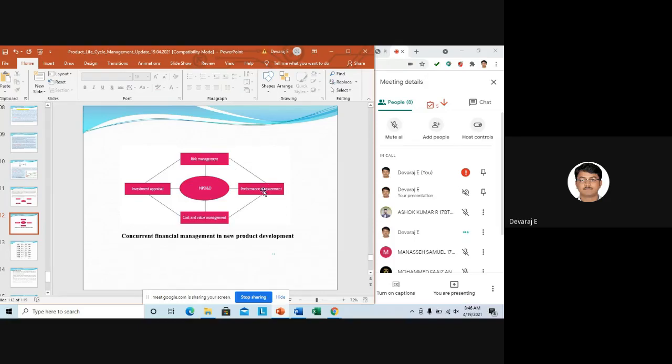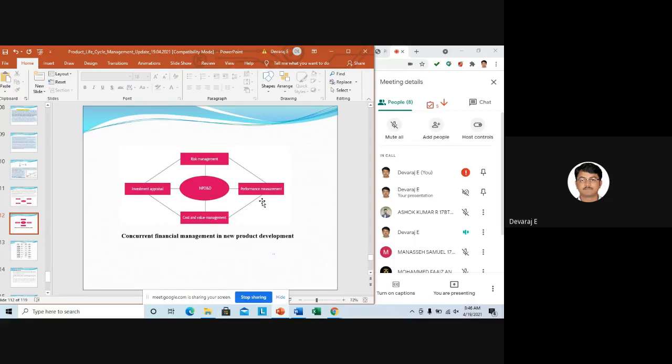After that, here, performance measurement. So once the designing part is finished, then manufacturing. After that, they should check the performance. So see, all this: performance, cost and value management, investment appraisal. So all these things will be looked at in a similar phase, at the same time. They'll be looking into all these things.